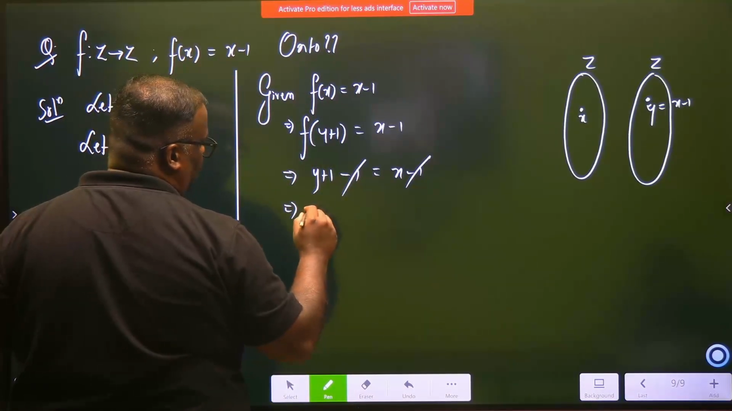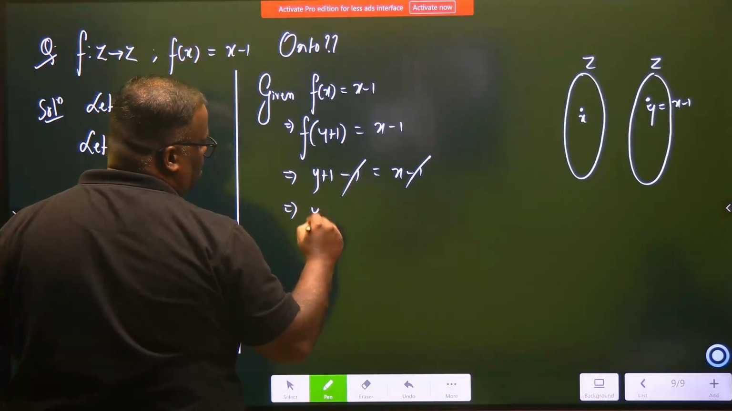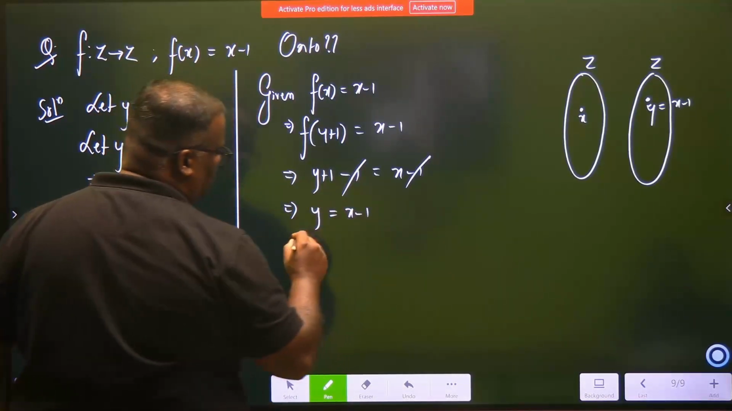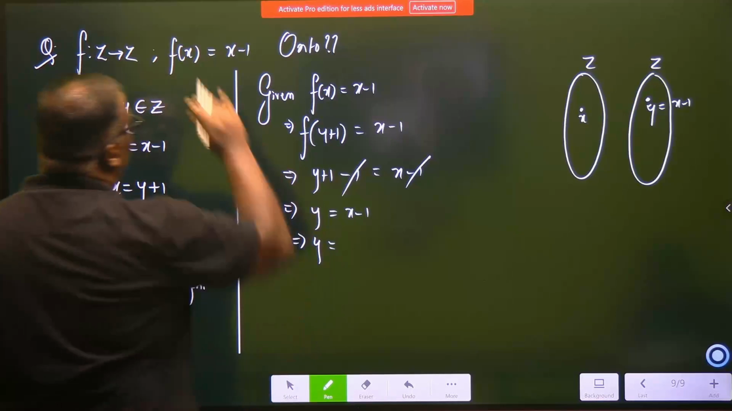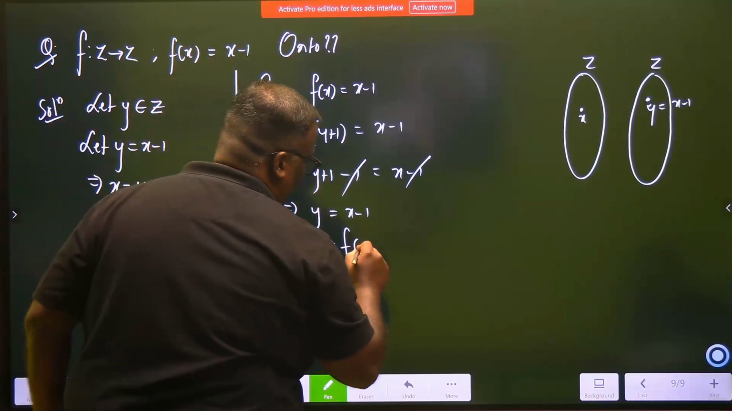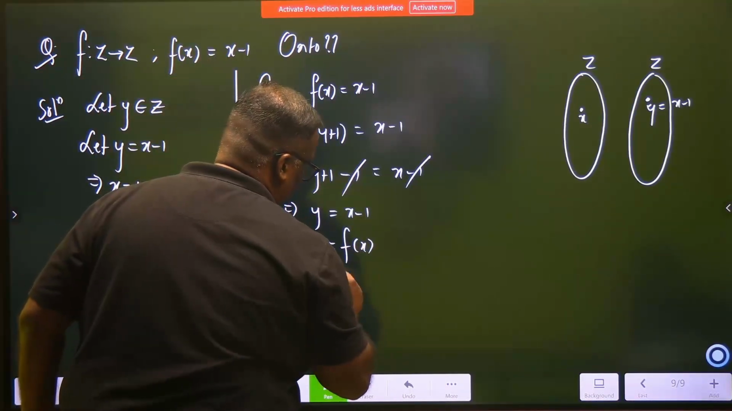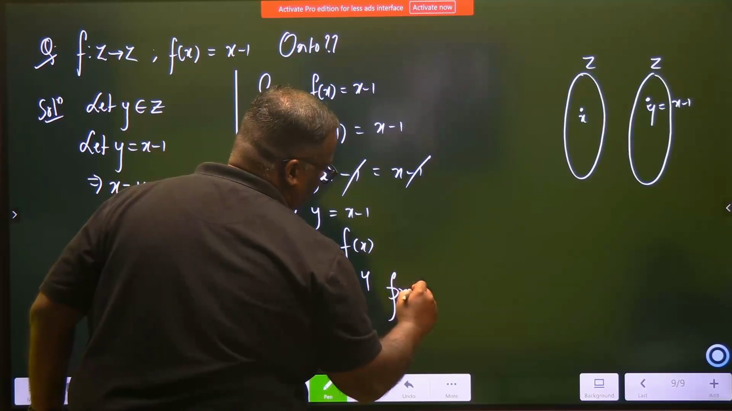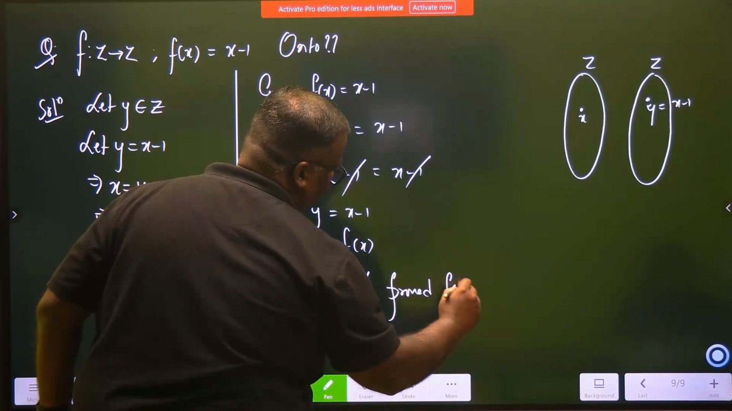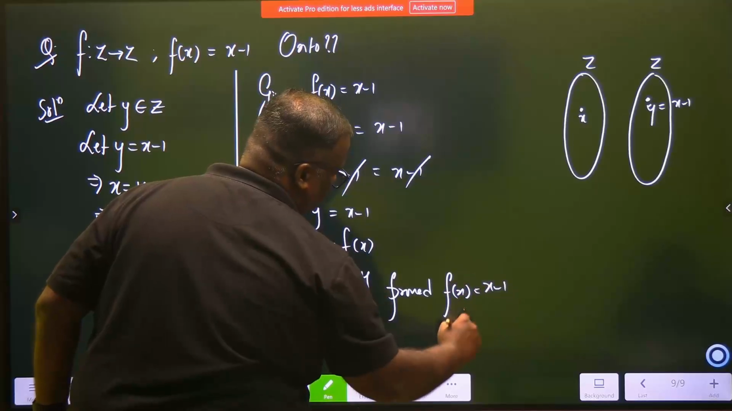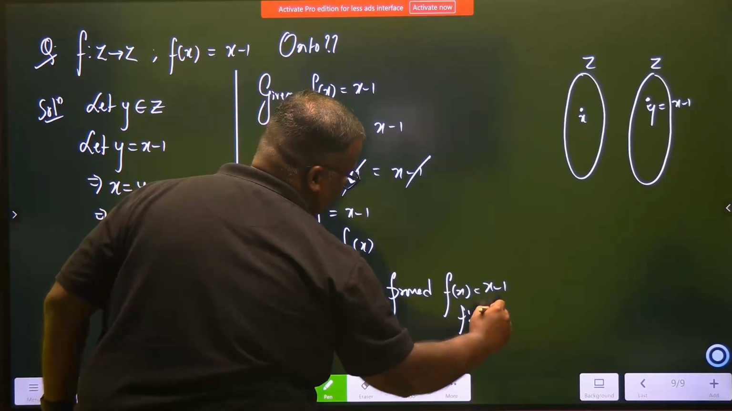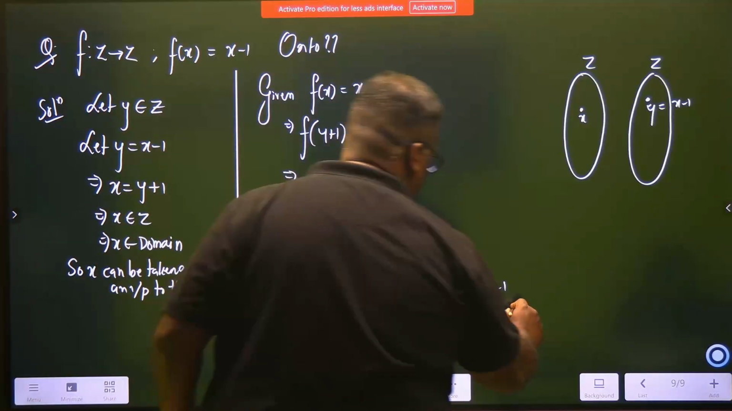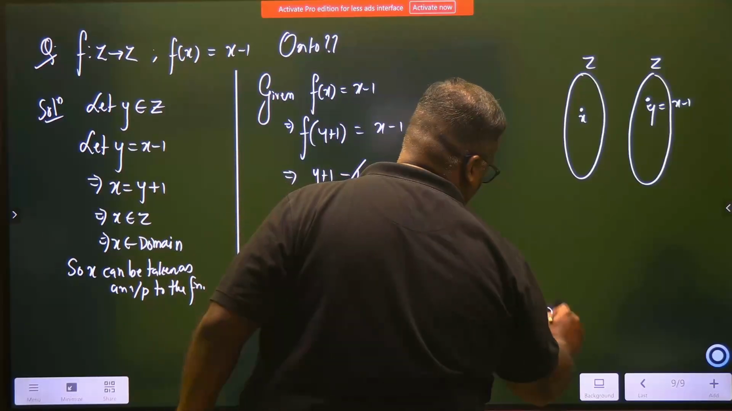We get y, and what is x minus 1? Nothing but f of x. So we write f of x is equal to y. Proved. f of x is equal to x minus 1 for f mapping between Z to Z is surjective.